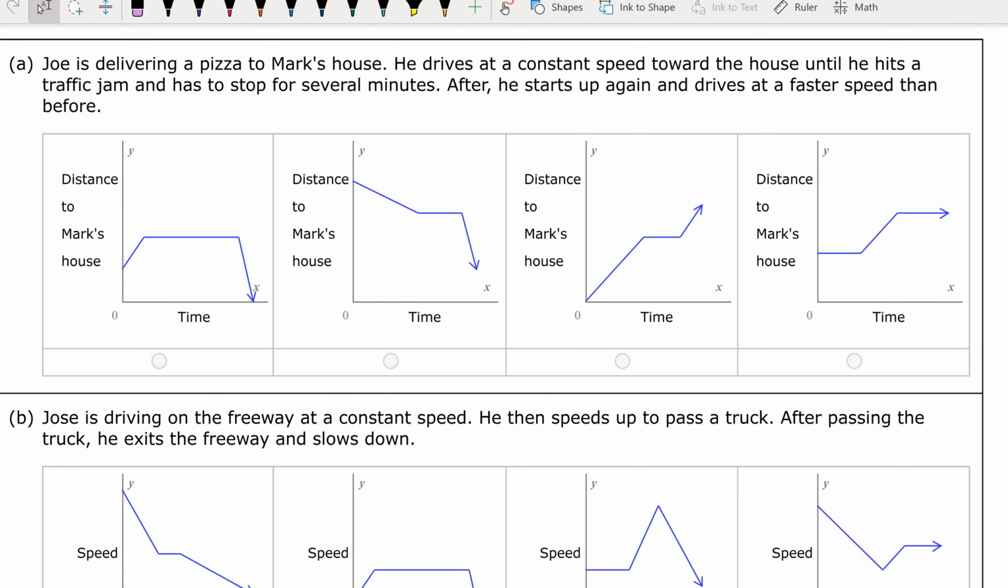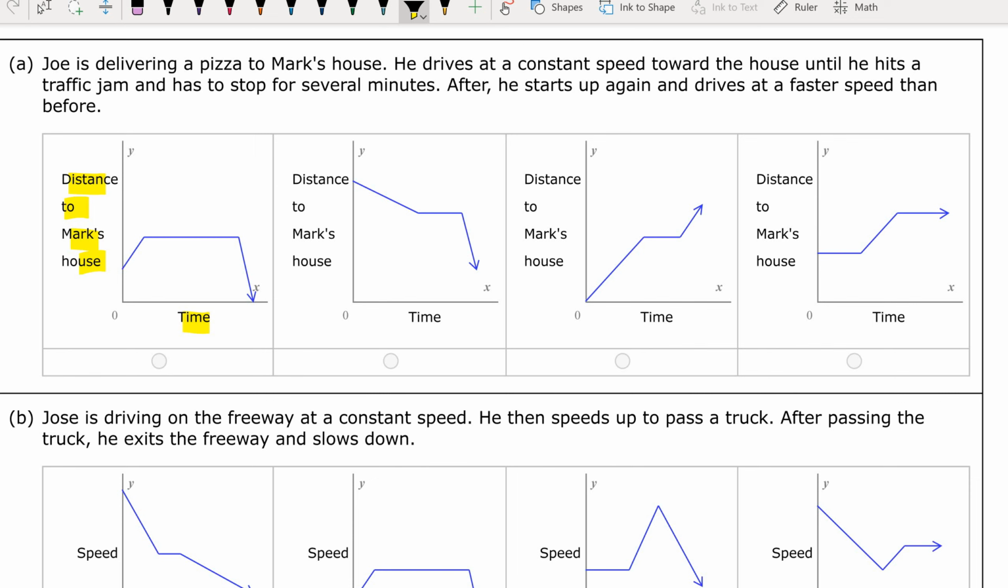So first you're going to look at the x and y axis. X represents time and y represents distance to Mark's house. Okay, time and distance to Mark's house. Joey delivered pizza to Mark's house. He drives at a constant speed. So constant speed, so the slope is going to be increasing.